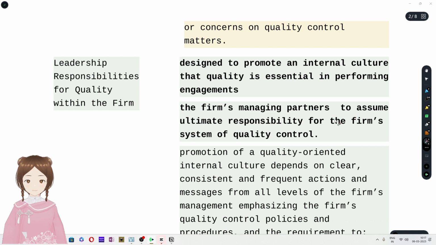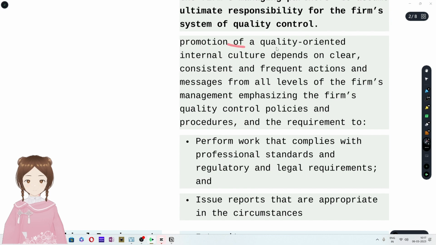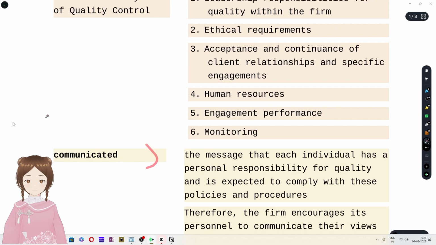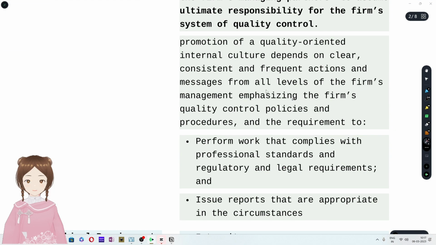So the firm's managing partners assume ultimate responsibility for the firm's system of quality control. Why are they assuming ultimate responsibility? Because it's their responsibility to establish a system of quality control. Promotion of a quality-oriented internal culture depends on clear, consistent, and frequent actions and messages from all levels of the firm's management, emphasizing the firm's quality control policies and procedures and the requirement to perform quality work. They have to communicate in order to promote it. So they are emphasizing that, communicating it, and consistent and frequent actions take place. For what?